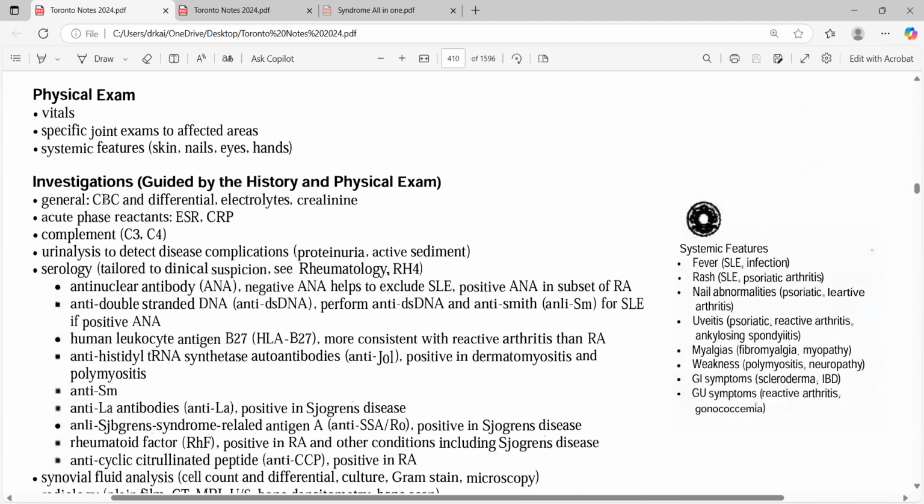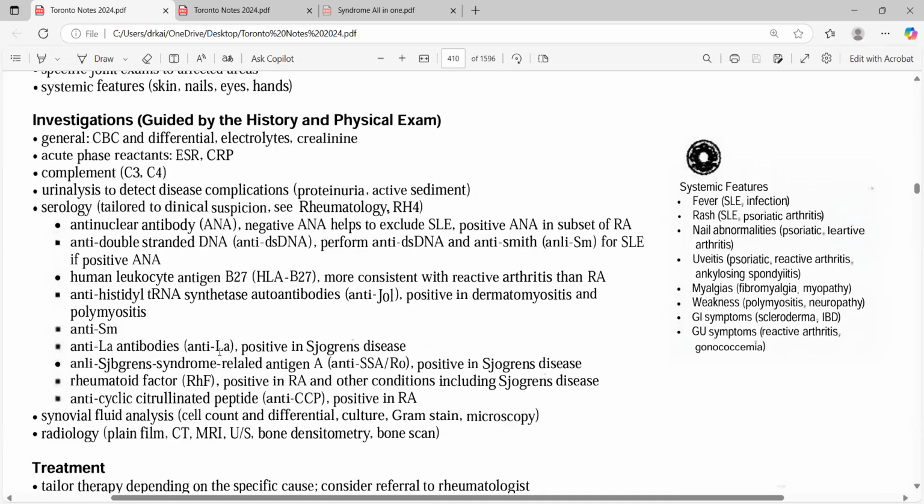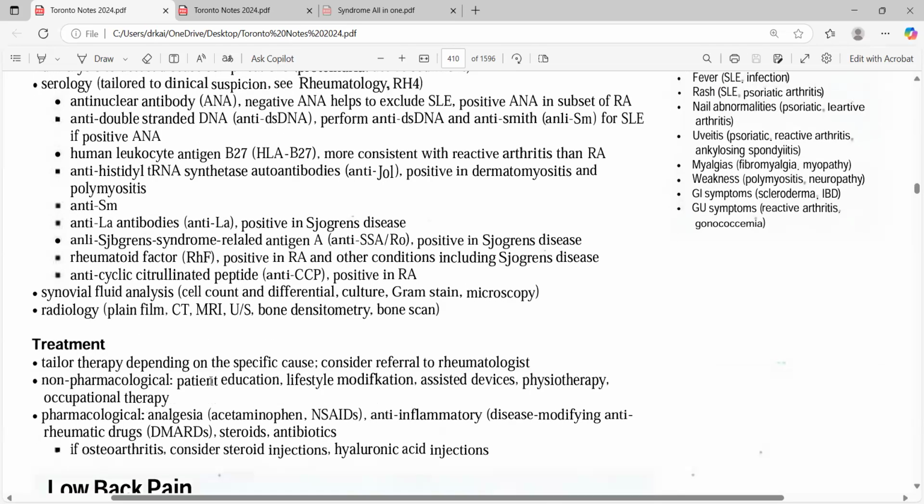In that one, we do CBC, ESR, C-reactive protein, C3, C4, then ANA, rheumatoid factor, anti-dsDNA, then beta B7, anti-Ro, anti-La, anti-Smith, all of those antibodies, anti-CCP. This is common in rheumatoid arthritis.